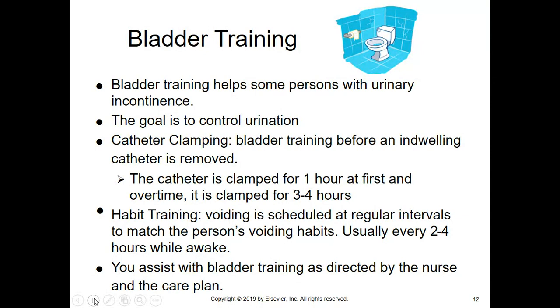Habit training was the other one that I talked to you about, where we do scheduling. So like I said, Mrs. Adams, she has to pee all the time. It seems like after each meal, she's having incontinence episodes immediately. So for her habit training, we're going to toilet her right after she eats. Okay. Usually with habit training, we're taking them to the bathroom every 2 or 4 hours too.